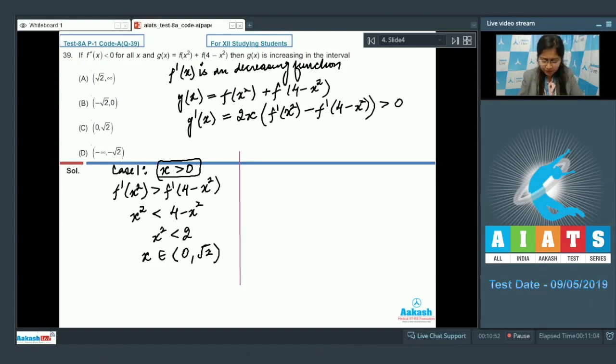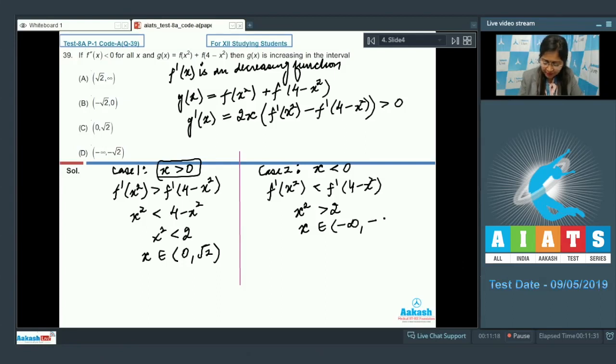Now similarly, let's take case number 2, where we will take x less than 0. So we can say that f dash x square is less than f dash 4 minus x square, which means that x square will be greater than 2. Now for x less than 0, we can say that x will belong from minus infinity to minus root 2. So these two are the answers that we get from here. So from the given options, it can be seen that options C and D are the correct answers.